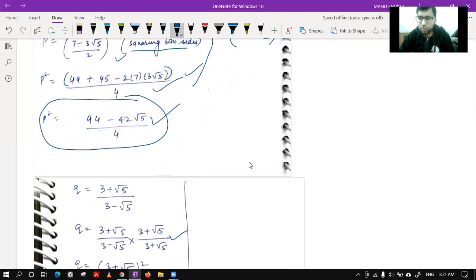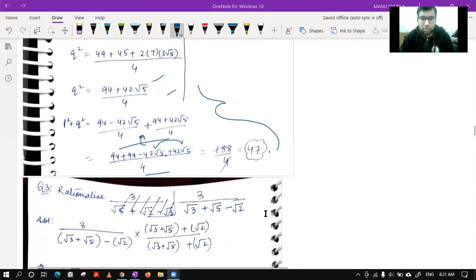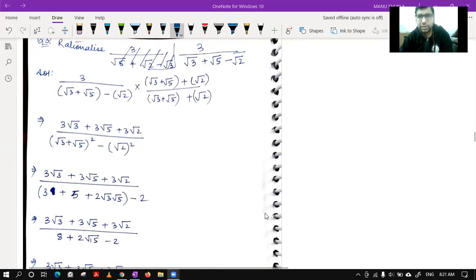Now, this one. Utkarsh, you can check. You have made some mistake in this question also. At this step of rationalizing, you have taken a wrong value. I think here you have taken some negative and here you have taken some positive value. That is wrong. You have to check that.